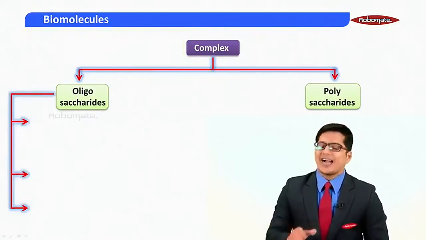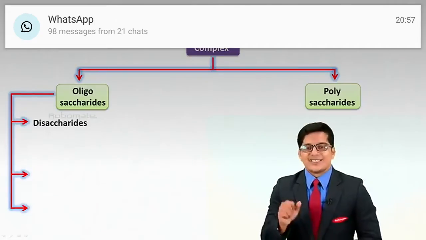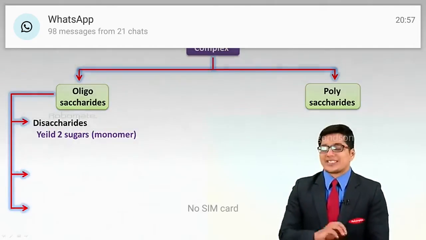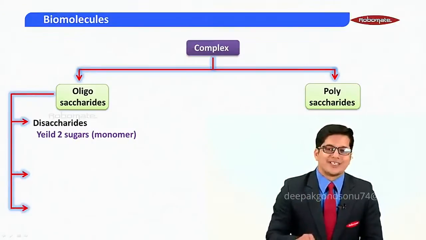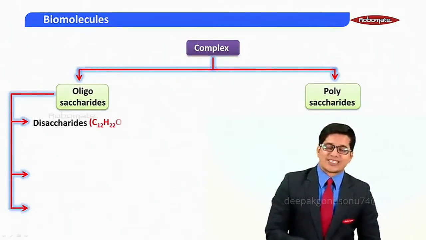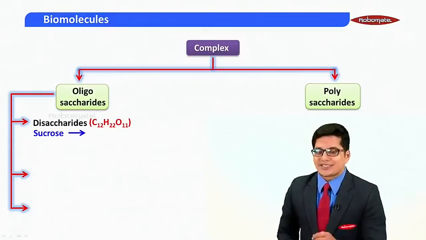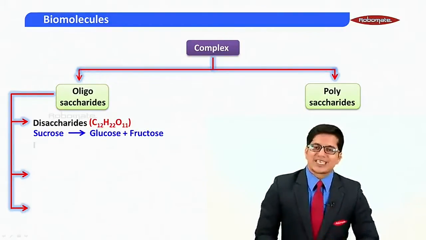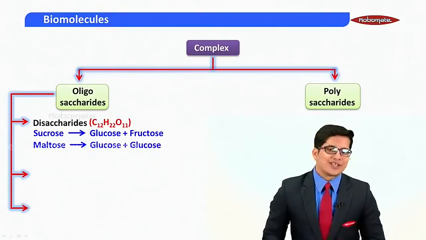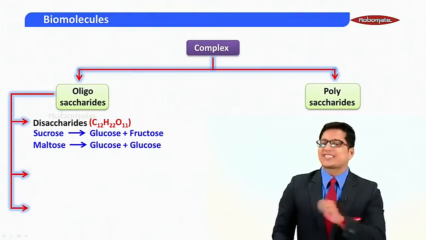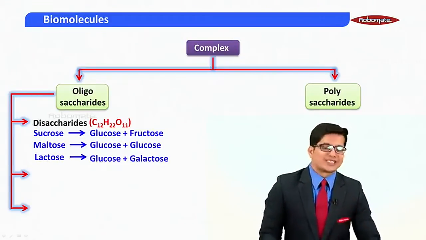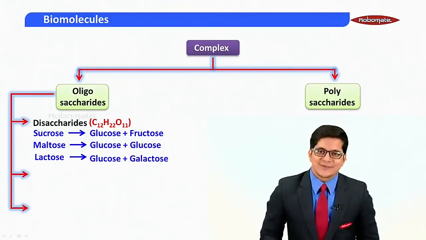Oligosaccharides further are classified as disaccharides, which are compounds which on hydrolysis give 2 sugar monomers. Example for this is sucrose, which is made from glucose and fructose. The next example is maltose, made from glucose plus glucose. The next is lactose, made from glucose and galactose.